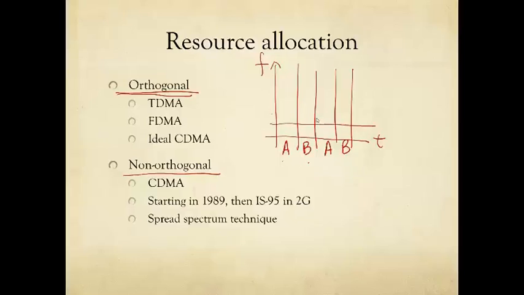Or I can chop up the frequency dimension into different frequency subbands and say, Alice take this subband, Bob take this subband, and so on. Now this is called orthogonal resource allocation, either time division multiple access or frequency division multiple access. There's actually another dimension of resource. It's called code.